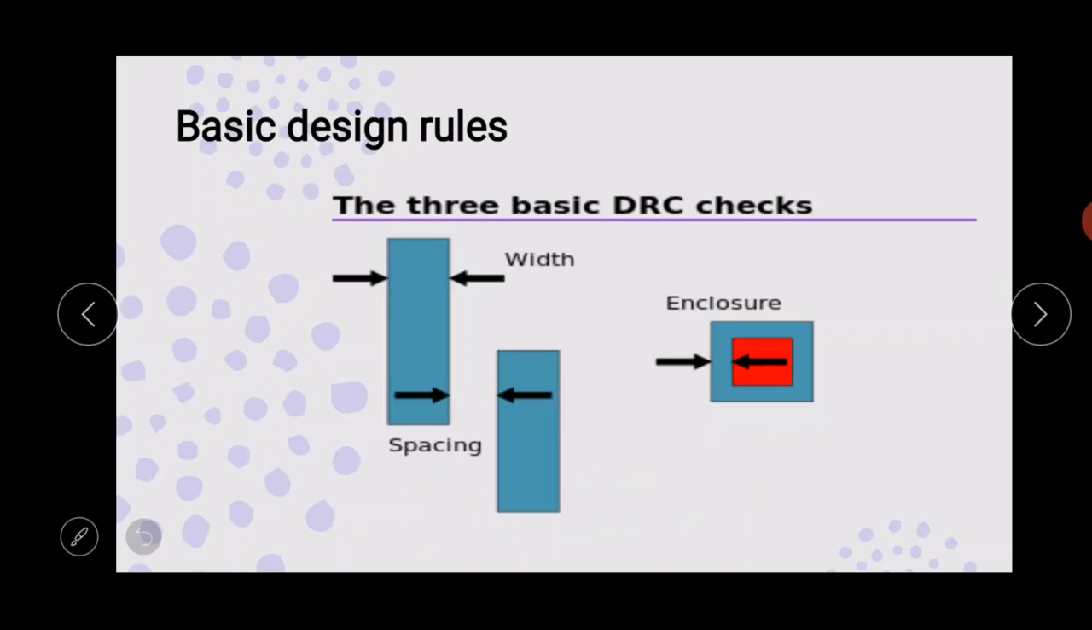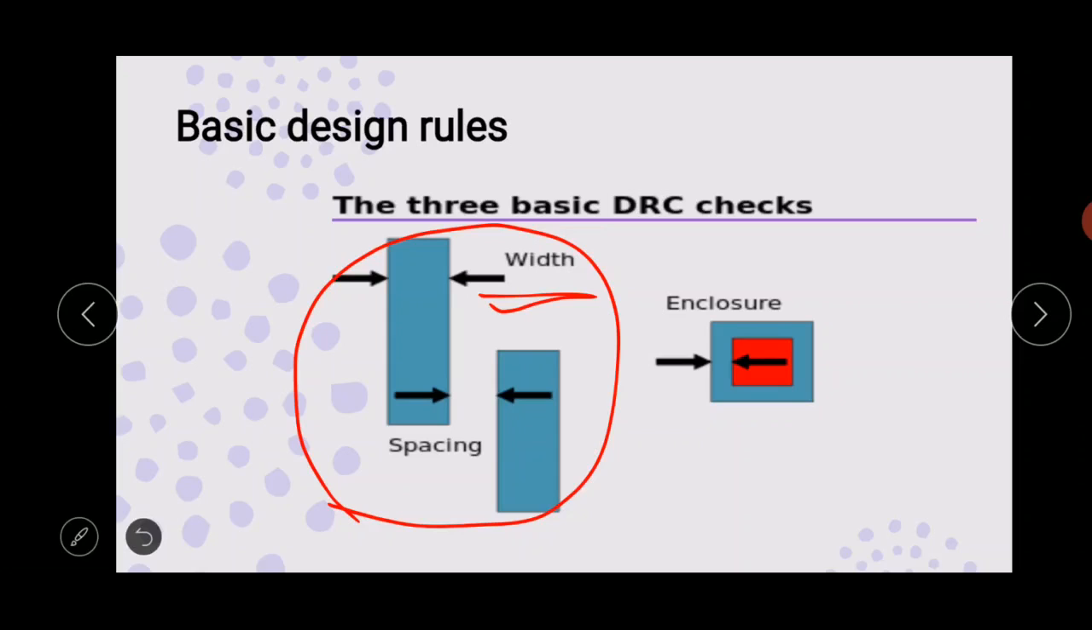The most basic design rules are shown in the diagram. So, this part is a single layer rule. Here, the width rule specifies the minimum width of any shape in the design. Then spacing means the gap between two rectangles. A spacing rule specifies the minimum distance between two adjacent objects.